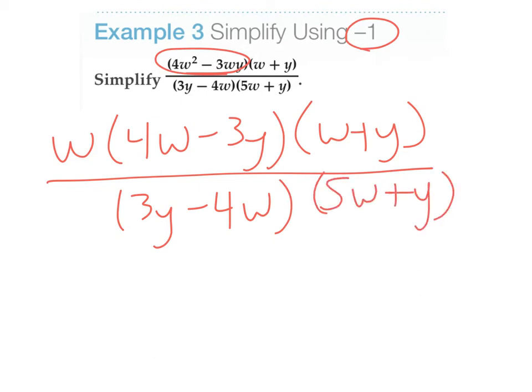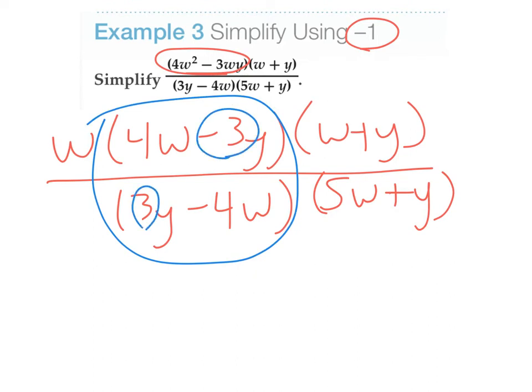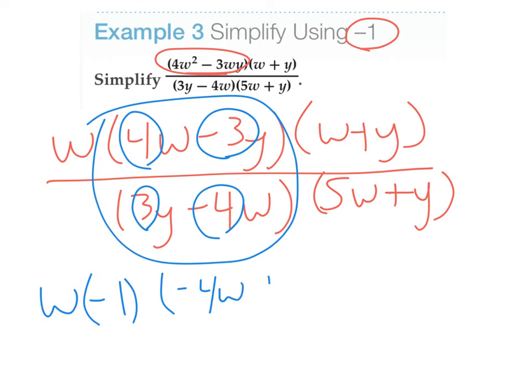Now if you look at these two right here, they look alike. I'm just going to circle them. These two look alike except that the signs are opposite. I have a negative 3 and a positive 3. I have a negative 4 and a positive 4. So what I can do is factor one of them with a negative 1. I'm going to always do the top. So if I take out a negative 1 from this, I get negative 4w plus 3y.